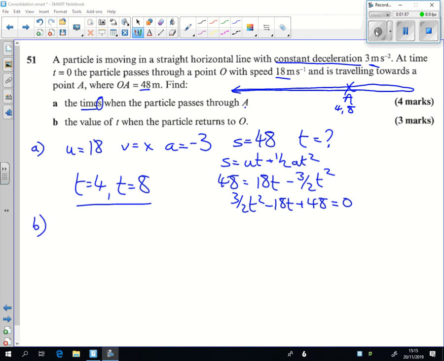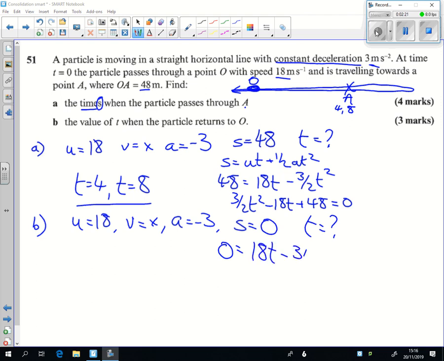Well, for part B, we've got the same setup material. Don't care what v is again this time. a is -3, and this time I want it to get all the way back to the start again. So this time I want s equals 0. And so I've got 0 equals, well, actually it's exactly the same thing as we had before. And solving that quadratic gives us t equals 0, or the one we want, the time it takes, is t equals 12.